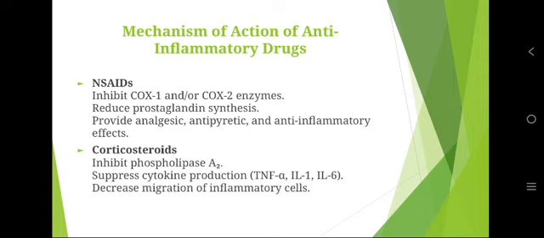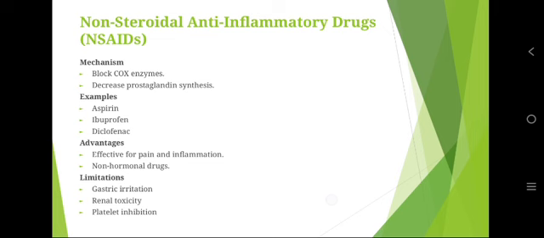And then corticosteroids. Corticosteroids reduce phospholipase A2, suppress the cytokine production, and decrease the migration of inflammatory cells. And examples for non-steroidal anti-inflammatory drugs are aspirin, salicylic acid, etc. And examples for corticosteroids are prednisolone, etc.